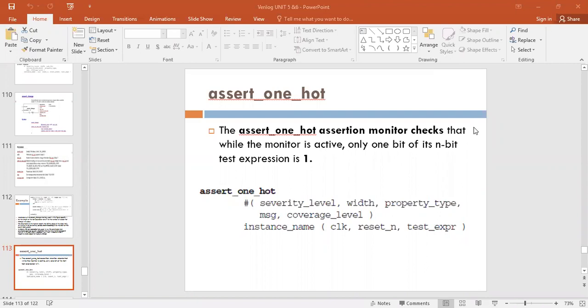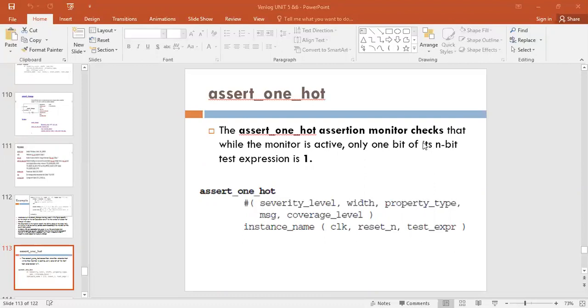Assert underscore one heart. One heart means all 8 bits are zeros, but only one bit should be one. That is nothing but the one heart encoding. In one heart encoding, if the number of ones is more than one, then it will show the error. That will be given by the assert underscore one underscore heart. Okay, this is the expression here.